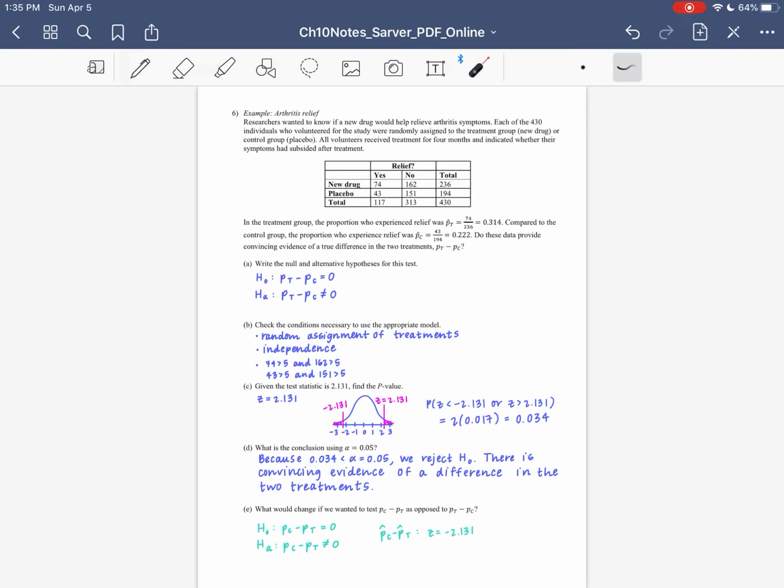So I am going to let you guys run through this example on your own, keeping in mind that you do have to calculate a p-value, remembering what that p-value means and how to do that in StatCrunch.